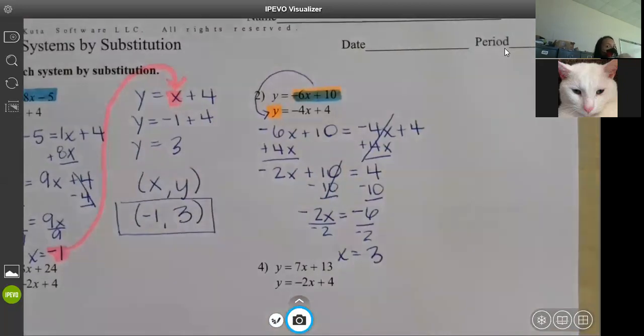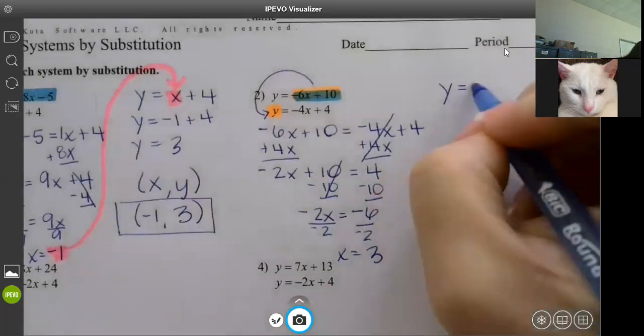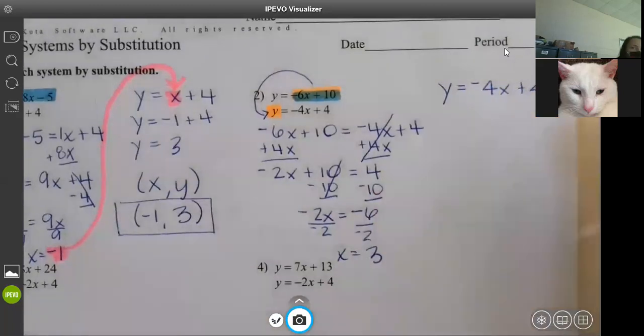Pick either equation, it doesn't matter which one looks easiest. It does not matter which one you pick. Just go back to the beginning and pick one. So I'm going to pick the bottom one because it just looks a little smaller. I'm going to move it over in just a second. There you go.